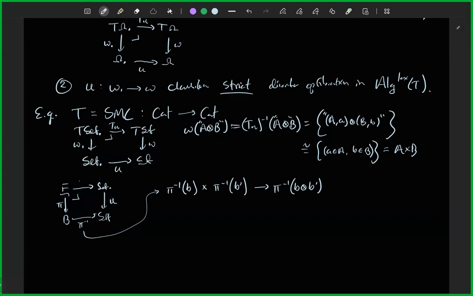And what is this map? What is this laxator? Well, here is an E that maps to B, and here's an E prime that maps to B prime. And there's a very obvious thing we can do to them, which is we can tensor them.